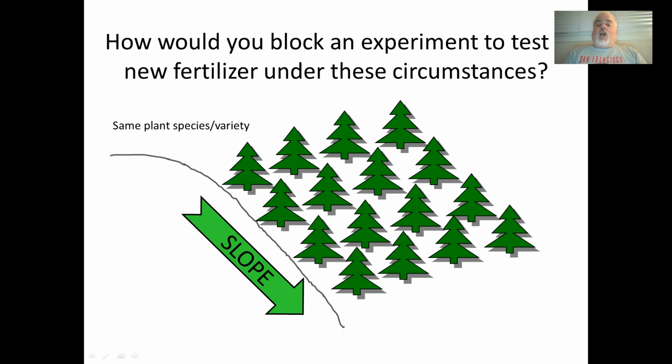So you always want to block or group your experimental subjects so they are in the same condition. And you do that by blocking perpendicular to the environmental gradient. In this case, the environmental gradient is the slope going down the slope. So you block perpendicular or across the slope.